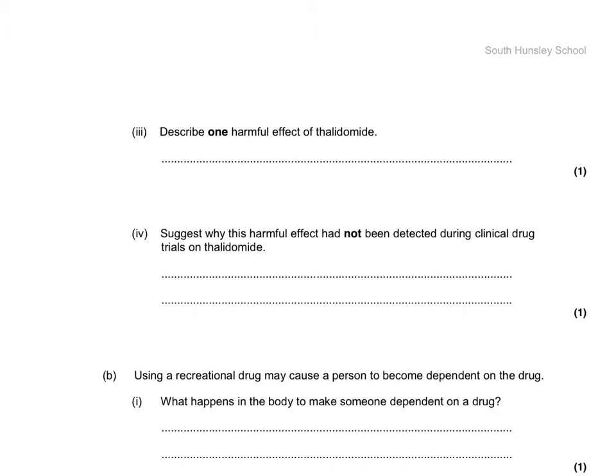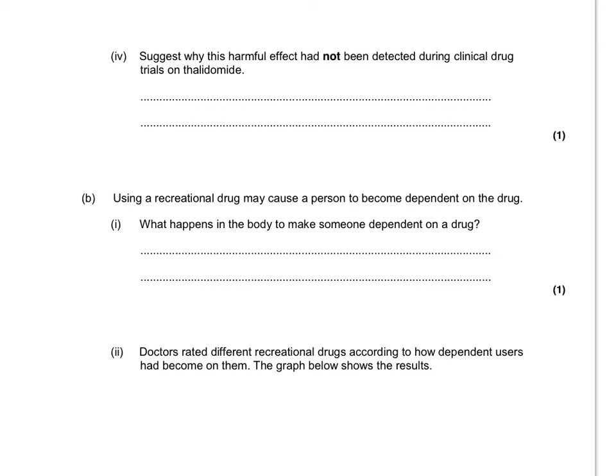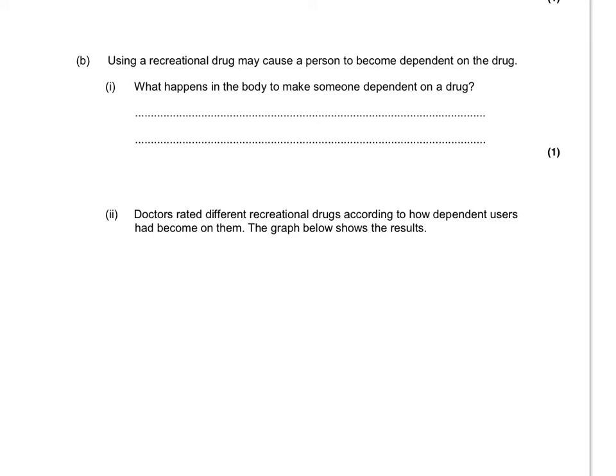One harmful side effect of thalidomide was birth defects or limb abnormalities. The reason this side effect had not been detected was because the drug had not been tested on pregnant animals or women. What happens in the body to make someone dependent on a drug? Well, for this one, the mark scheme wanted it can change chemical processes within the body. Okay, and because of that, people then become dependent on it.